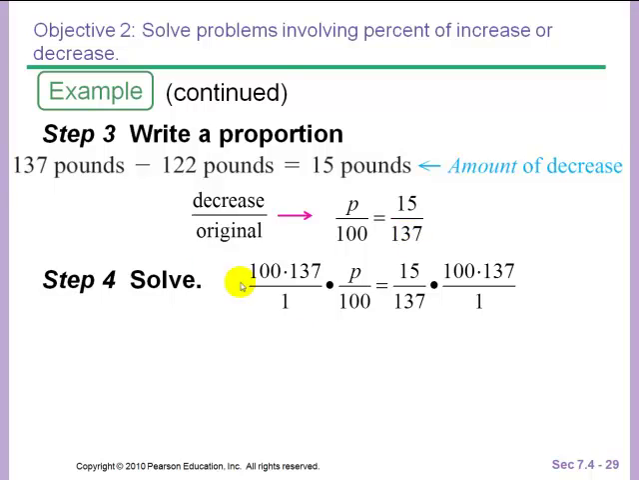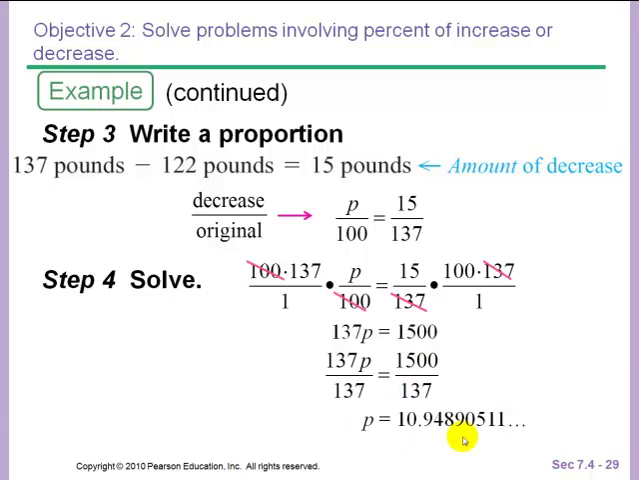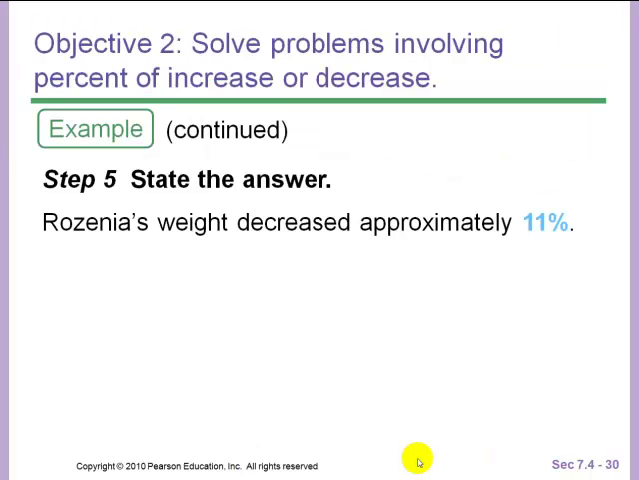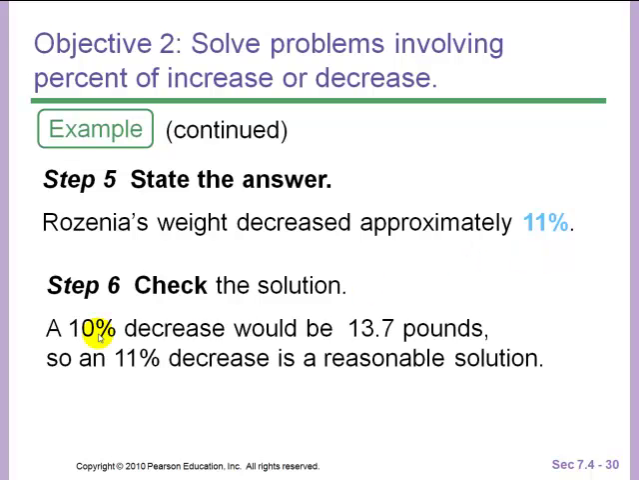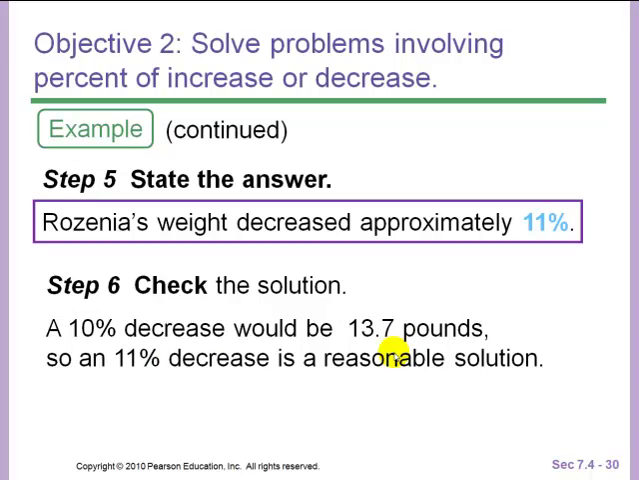Solve this, multiply both sides by our denominators. We get 137p equals 1500. Divide both sides. And you see we get some really nasty decimals here. This is why they told us to round. It rounds to 11%. So she lost 11% of her body weight, or her weight decreased by 11%. We can check this. A 10% decrease would have been 13.7. An 11% decrease is darn close to that, which is what we had. So that is a reasonable answer.